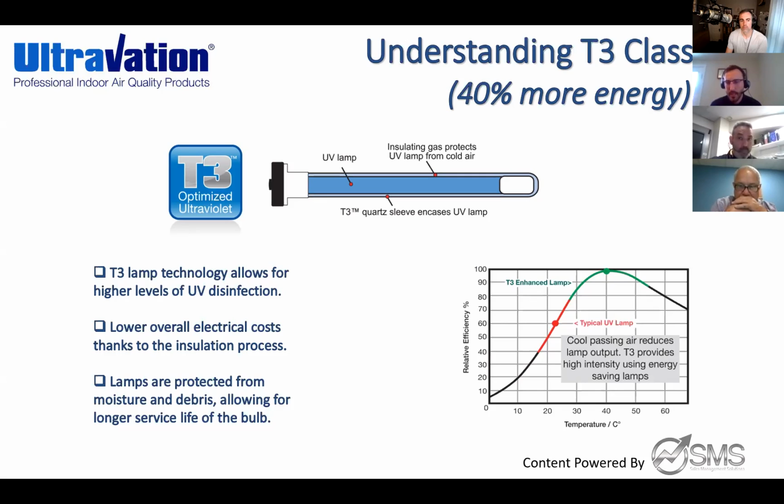If you look at the red dot on the chart on your right, a typical UV lamp is about 60% efficient. Our T3 enhanced lamp is operating at about 100% efficiency. The reason we bring this up is that this is standard on almost all of our commercial designs. We only put the best bulbs in there with our patented technology, because again, in a commercial application, you have all kinds of things happening.